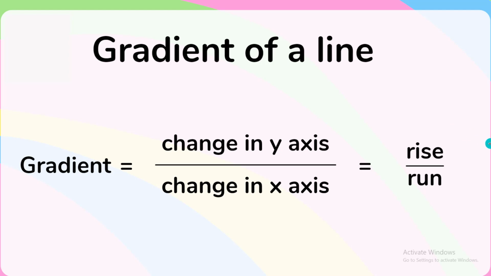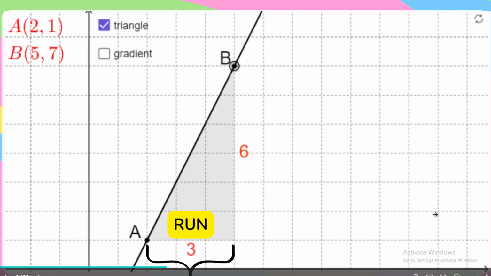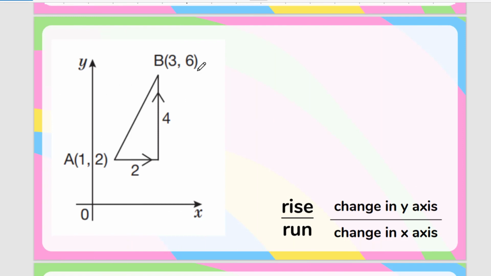So what is the vertical change and the horizontal change? Let us see. I am taking 2 points, A and B. Now, compared to A, this point is raised by 6 units. So this is the rise, and the change in the horizontal axis is the run. Let's see with an example.